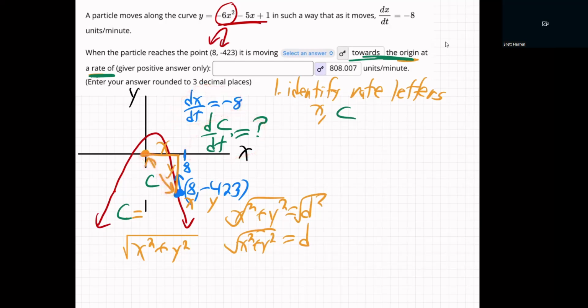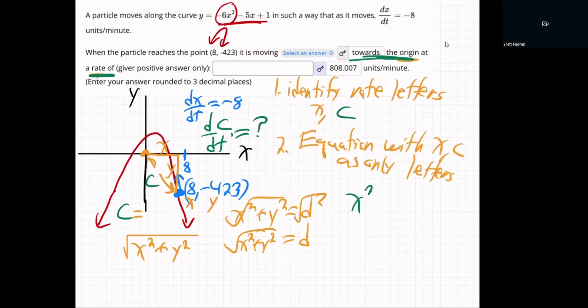The length, the point is from the origin. All right, back to business. So step two. Step two, d dt both sides. Oh, wait, no, I'm sorry. We need an equation with X and C as the only letters. So how do we get an equation with X and C as the only letters? Well, we have an equation with X and C as the only letters.